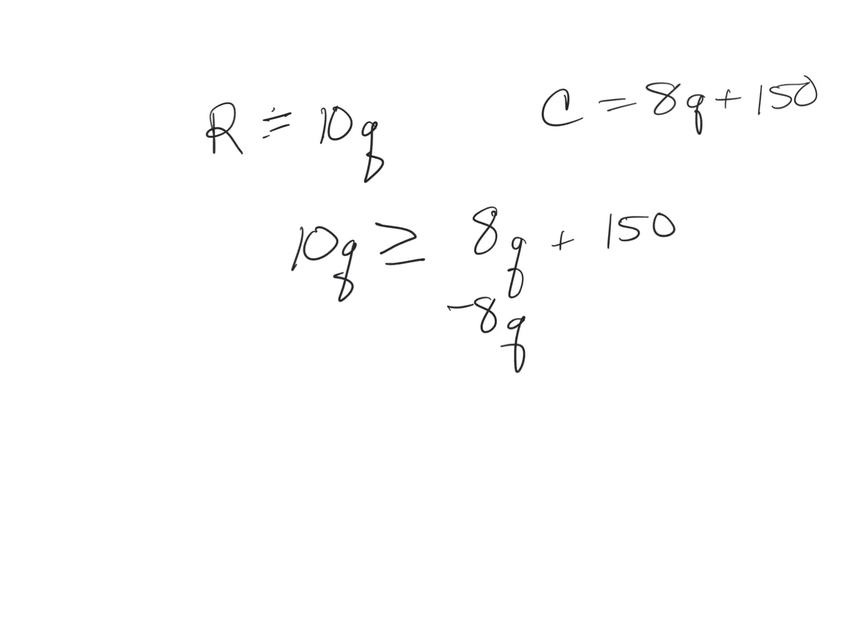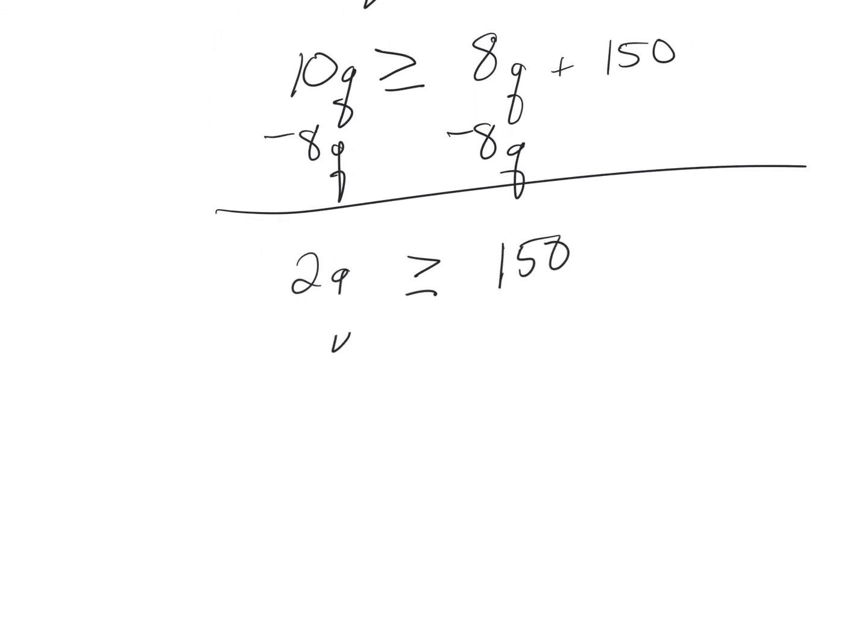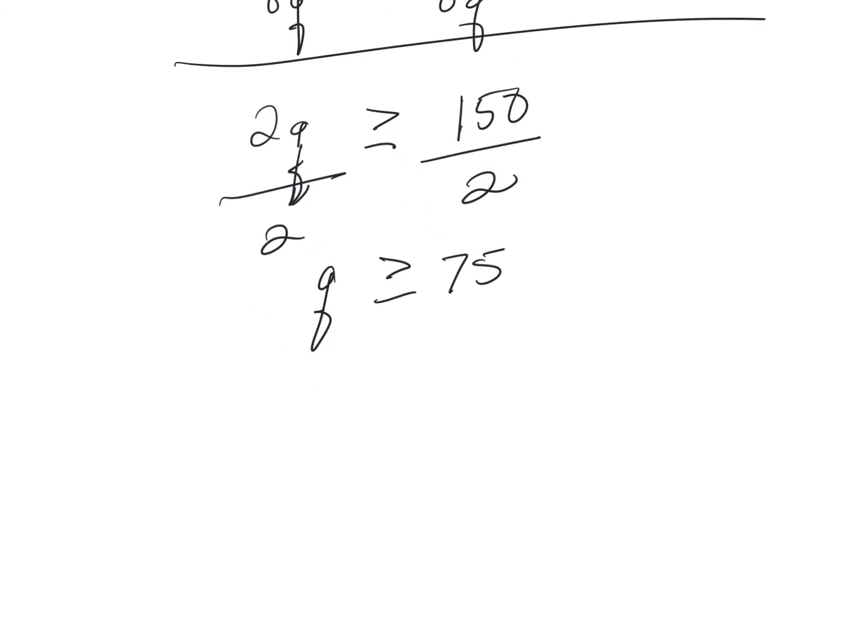I'm going to subtract the 8Q from both sides. Divide both sides by 2. So I have Q is greater than or equal to 75. So in this case, I would need to sell 75 units to break even and more than 75 units to make a profit. So it would be 75 as my break-even point up to infinity to be profitable. All right. Yeah, this is a pretty light chapter compared to the beefy one from section 1.5.